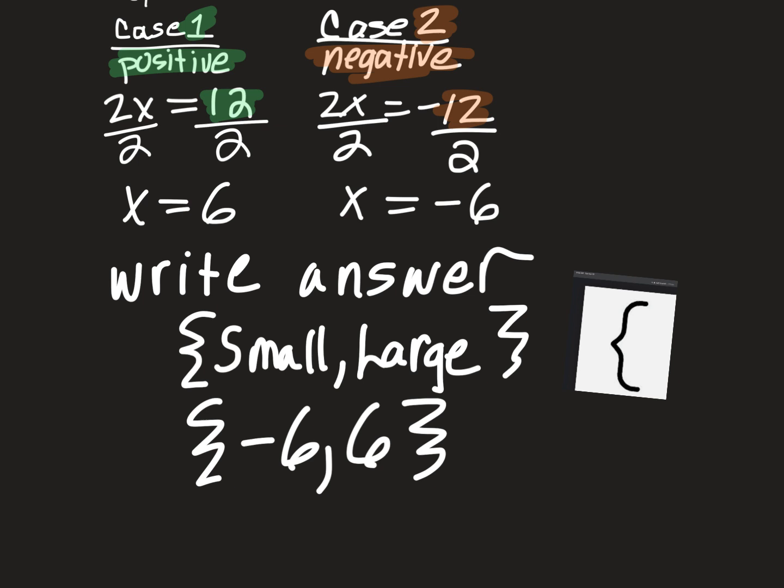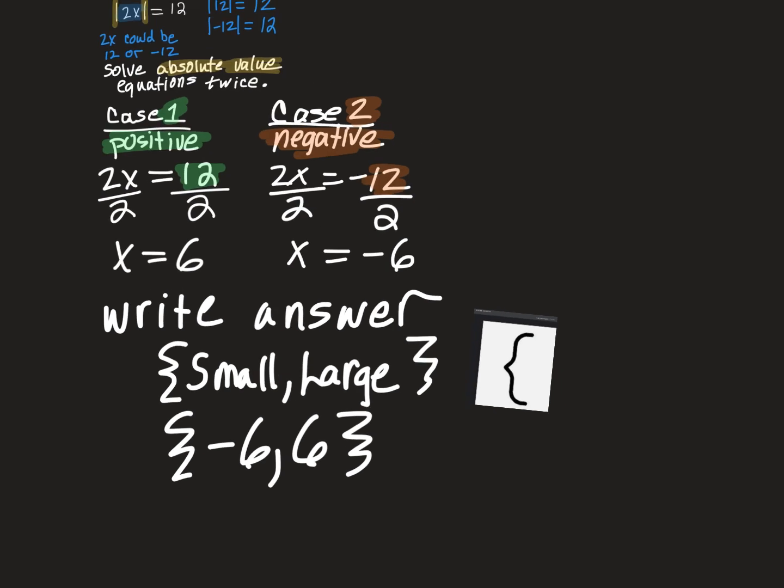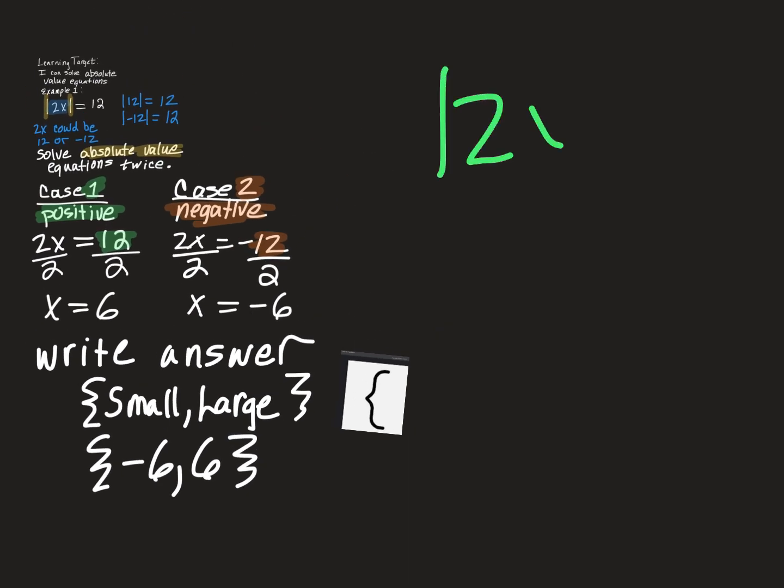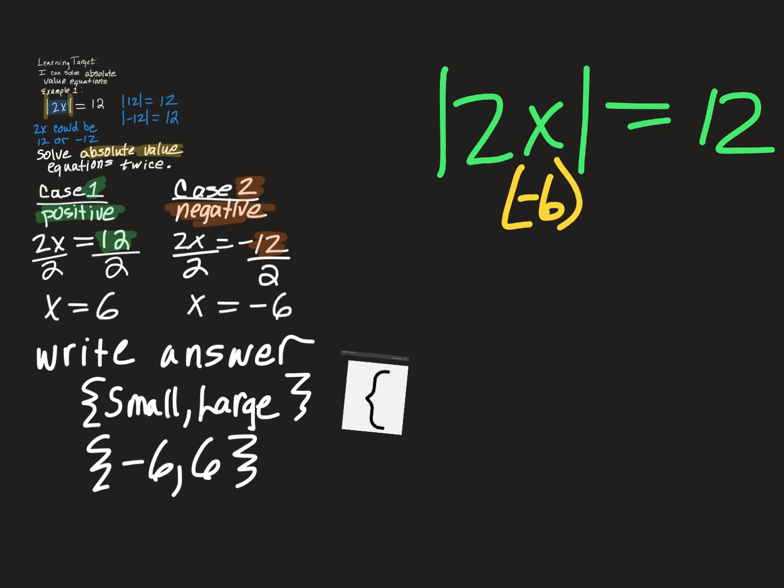So now let me prove to you that that really is going to be the solution. So if we do absolute value, you don't need to write this part in green. I'm just going to show you. I'm going to take the first solution. What's 2 times -6? -12, thank you. What's the absolute value of -12?